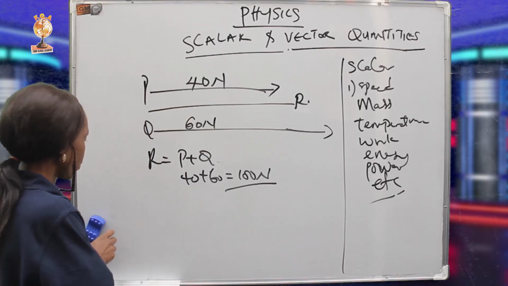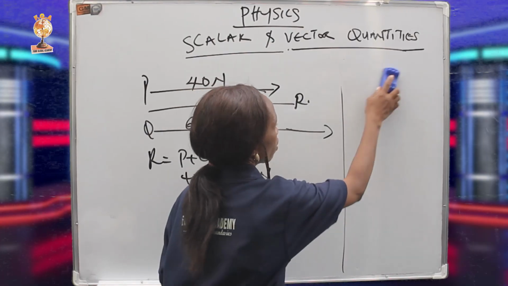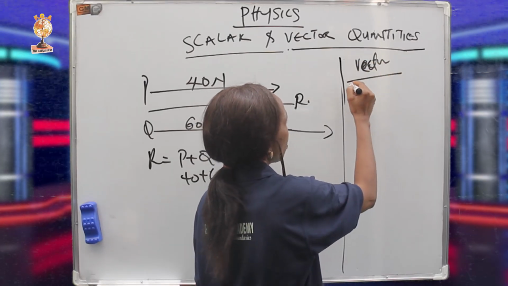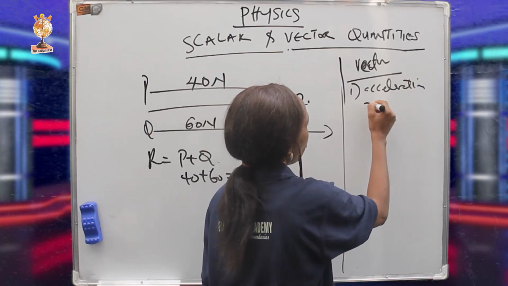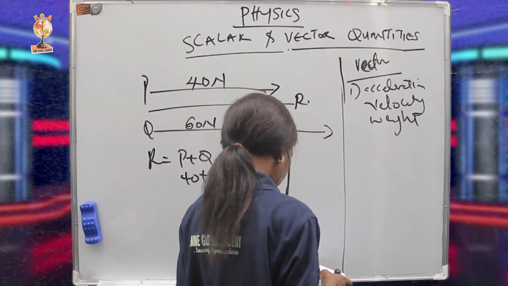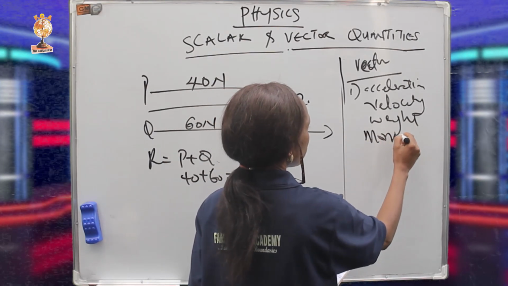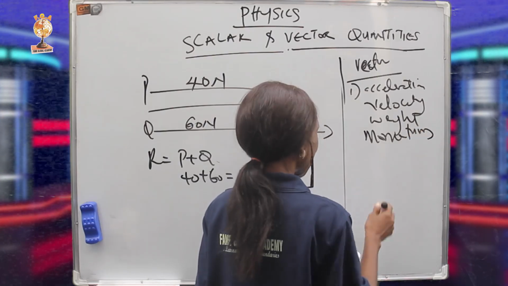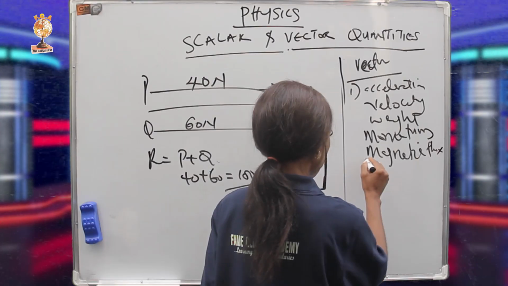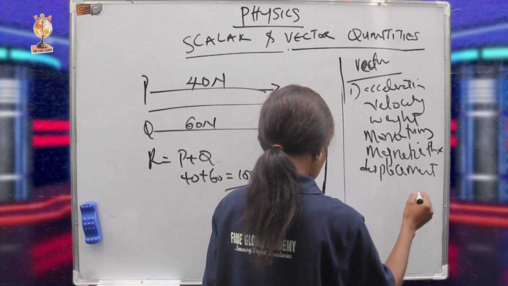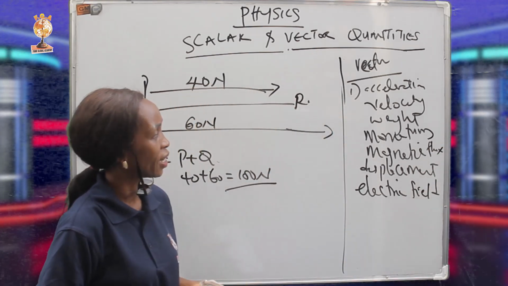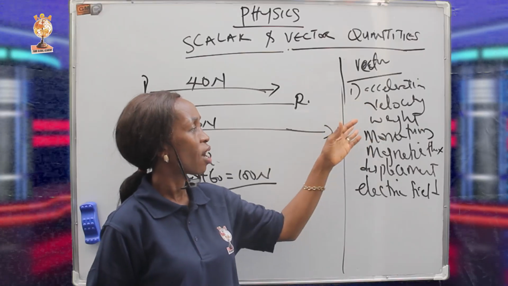But in a vector quantity, you have acceleration, you have velocity, you have weight, you have momentum, you have magnetic flux, you have displacement, you have electric field, etc. There are still so many. Examples of vector quantities: we have acceleration, you have velocity, you have weight.